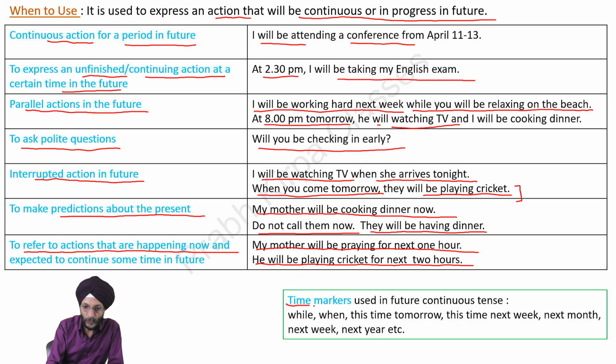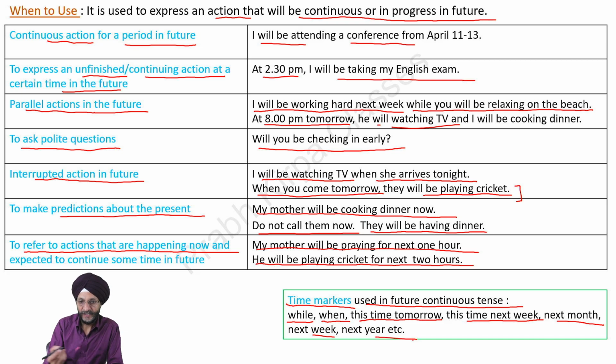Now we come to time markers used in future continuous tense. What are those? These are while, when, this time tomorrow, this time next week, next month, next week, next year, etc.